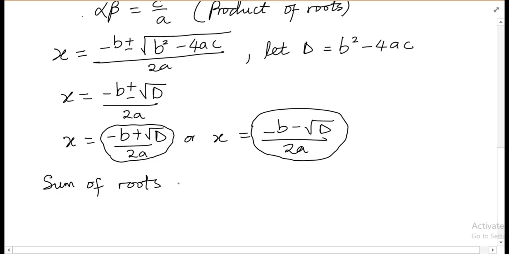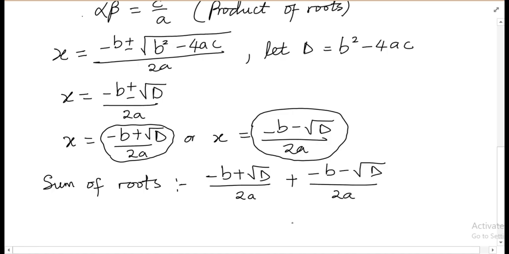For the sum of roots, what we do is add minus b plus root d all over 2a plus minus b minus root d all over 2a. So of course the LCM here is 2a. Since we have a common denominator, we just add the numerators directly. Minus b plus root d minus b minus root d.